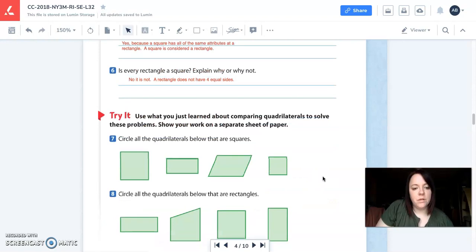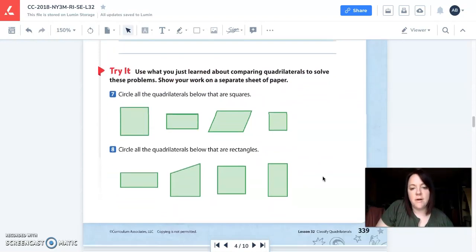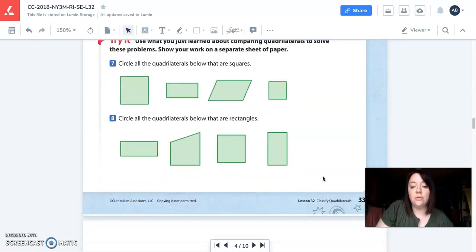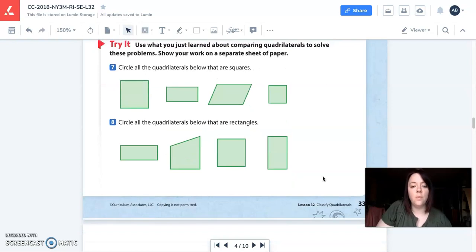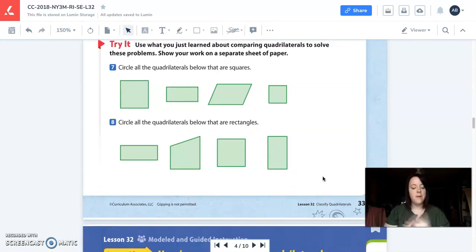Okay, use what you just learned about comparing quadrilaterals to solve these problems. Show your work on a separate sheet of paper. If you have another sheet of paper, perfect. If you don't, we'll just talk through it. Circle all of the quadrilaterals below that are squares. Okay, let's see. Now, square is not a rectangle. I mean, square is a rectangle. Rectangle is not a square. Okay, it's tough to learn. I know. We'll get through it.